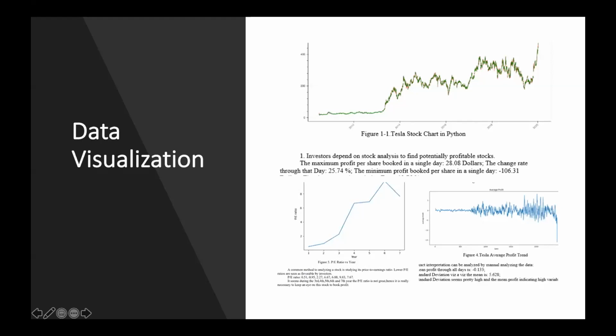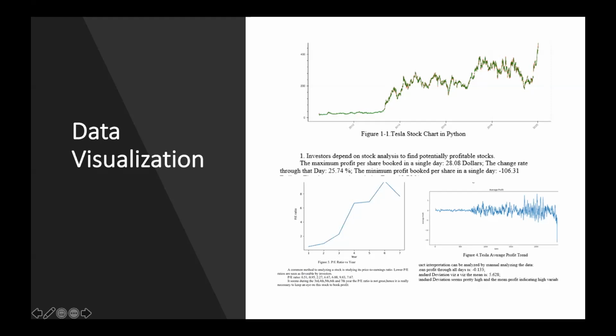As you can see, investors depend on stock analysis to find potentially profitable stock. The maximum profit per share in a single day is about $28.09, and the change rate through that day is almost 25.74%. Also, I see the price of the stock has gone up, but the profit has been highly unstable for the middle part of the stock.